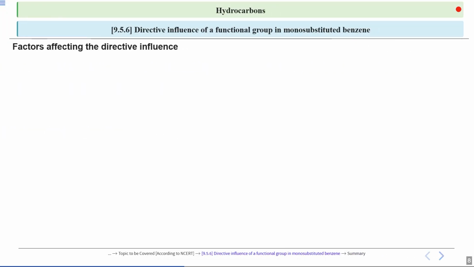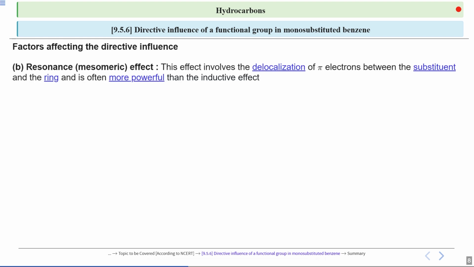Now, what are those factors that drive these other activating groups? That factor is the resonance effect, also called the mesomeric effect. Resonance involves the delocalization, or spreading out, of the pi electrons between a substituent and the benzene ring in the case of electrophilic aromatic substitution. This effect is often stronger than the inductive effect, and it plays a big role in determining where a new group will attach onto the ring.